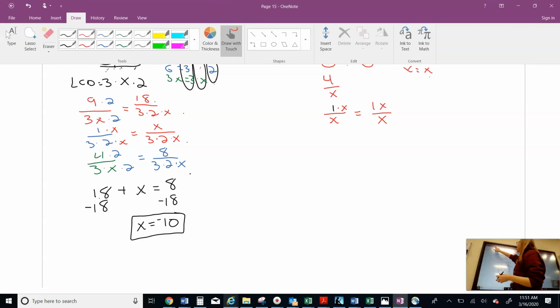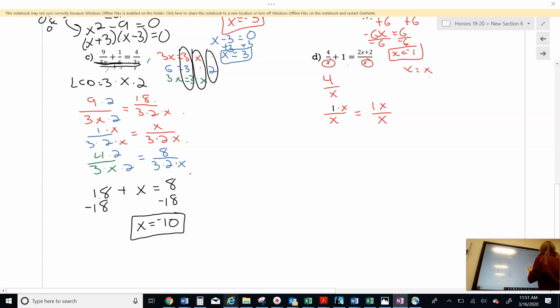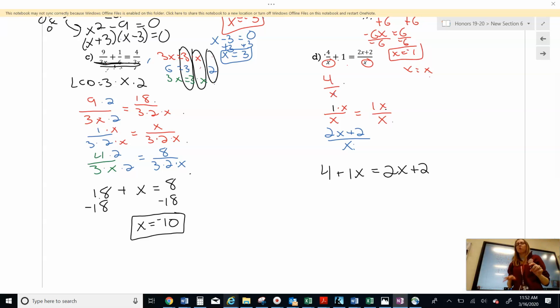And then we have that 2x plus 2 over x, which already has the x. They all have an x on bottom. They are common. So I have 4 plus 1x equals 2x plus 2, right? As soon as they all have a common denominator, you no longer need the denominator.